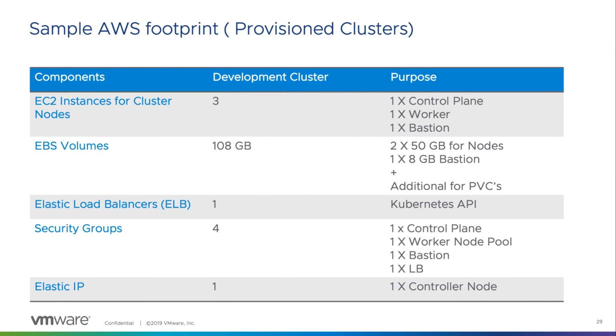Quickly, this is just a sample footprint for a development cluster with a single worker node. Just a quick look at the storage requirements, the ELB requirements, the security groups, and the elastic IPs that are assigned to each node. With that, we're going to hop over to the TMC web portal and start our demo of provisioning a TKG cluster to AWS with TMC.